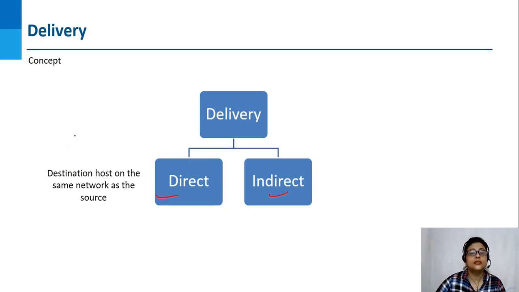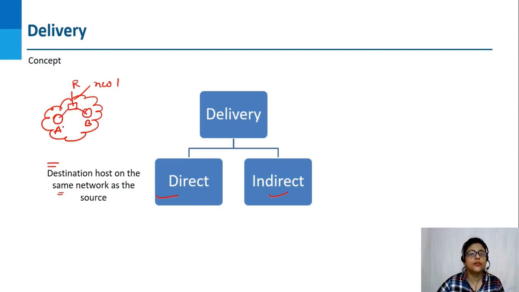Direct delivery is there when the destination host is on the same network as the source. Let's say we have a network here. Let's say this is network 1 and there is a host A, there is a host B. There is a router here. This router is connected to the two hosts. Now, if the packet is delivered from host A to host B via this router, then it is known as the direct delivery because the two hosts are in the same network.